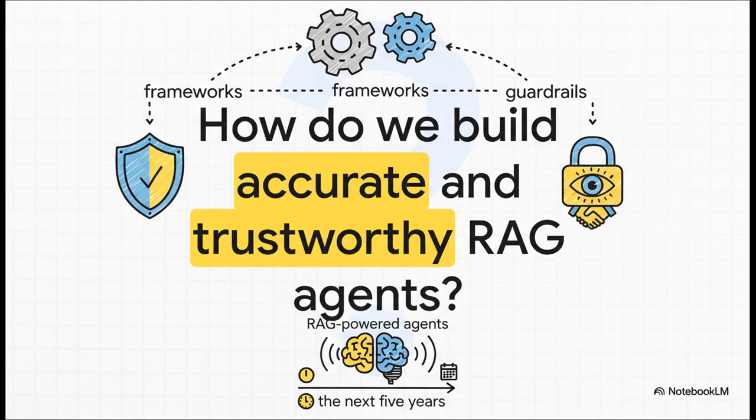And all of this leaves us with the final and most crucial question for the entire field. As we build these incredibly powerful and autonomous agents, what kind of frameworks and guardrails do we need to invent to make sure they're not just accurate, but that they're also transparent, safe, and ultimately trustworthy? Because that, right there, is the challenge that's going to define the next 5 years.